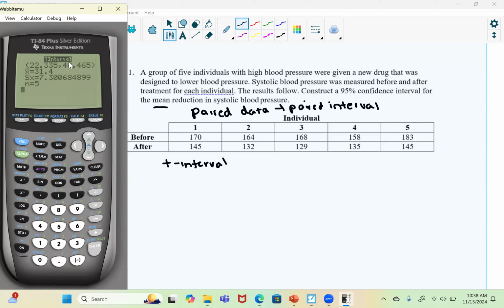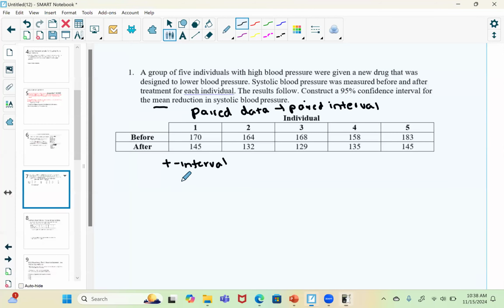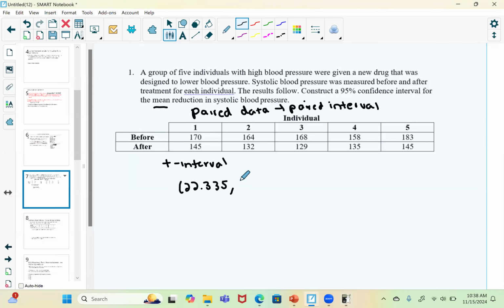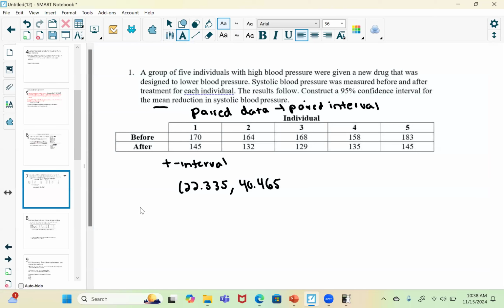And so this again is the confidence interval for the differences between the means. So we get 22.335 and 40.465. Right, and so we're going to interpret a little bit. It asks on yours to interpret the interval, but then also see if there's a difference between them.